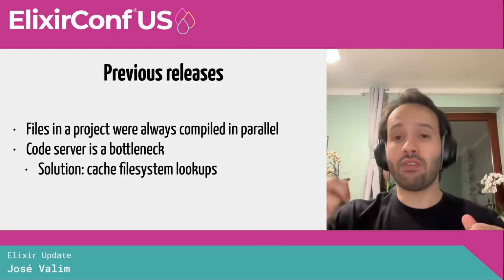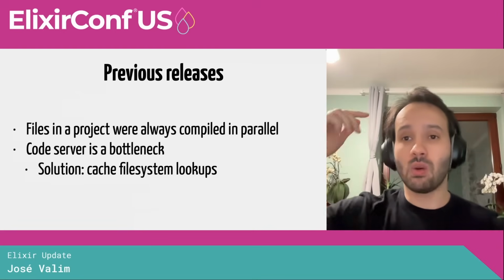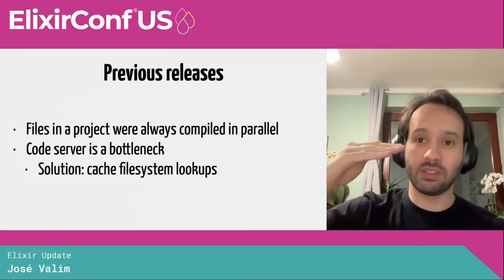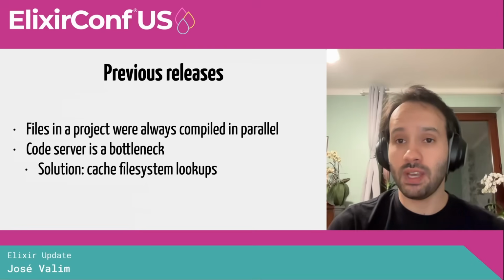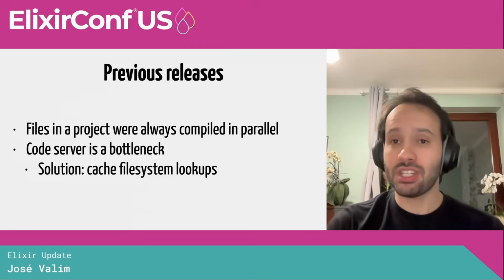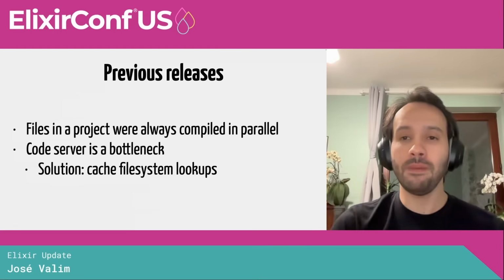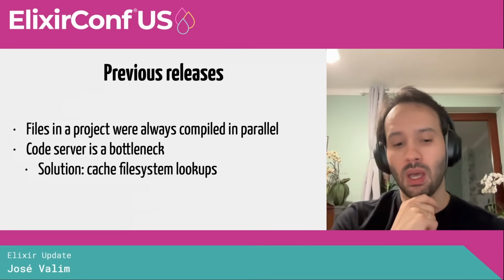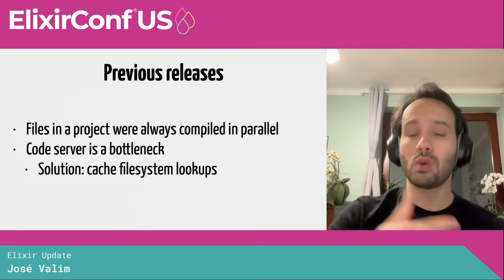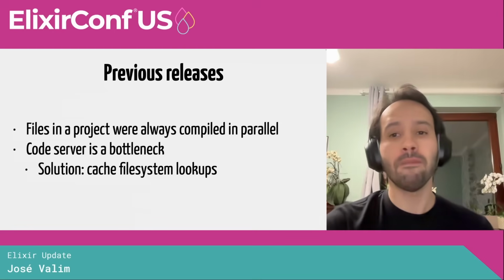Every time you have to load a module, if that module is not available, the code server goes through a list of directories saying, hey, is this file potentially there? And we started caching those lookups for your dependencies. We did contributions to OTP, and that brought a good speed up, not only to compilation times, but also to boot times. Your apps boot faster now.